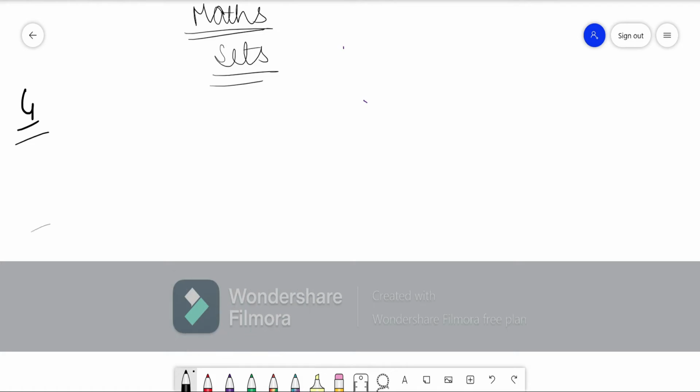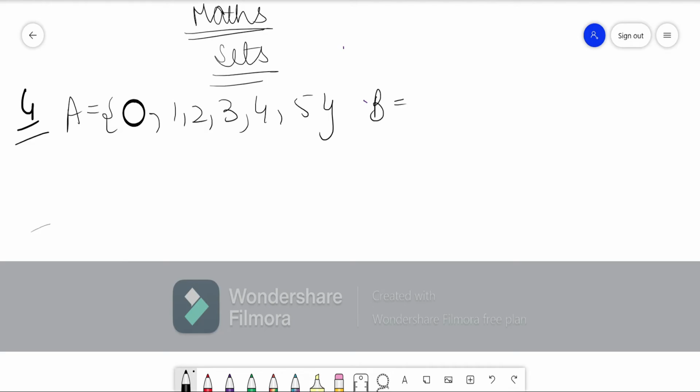Okay. So now suppose you are given a set A. Please write the questions along with me. One set is 0, 1, 2, 3, 4 and 5. On the other hand you have set B. And what is set B? Set B is 0, 2, 4, 6, 8. And also you have set C.